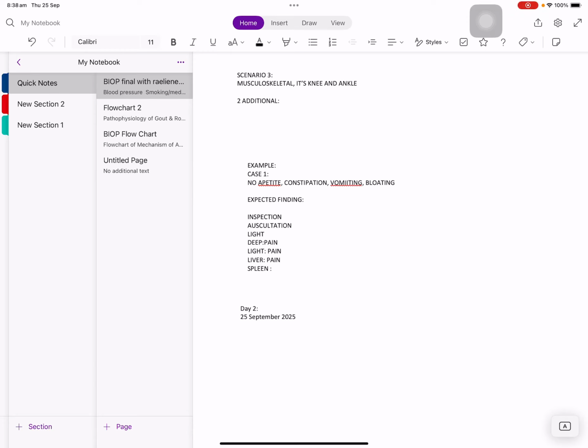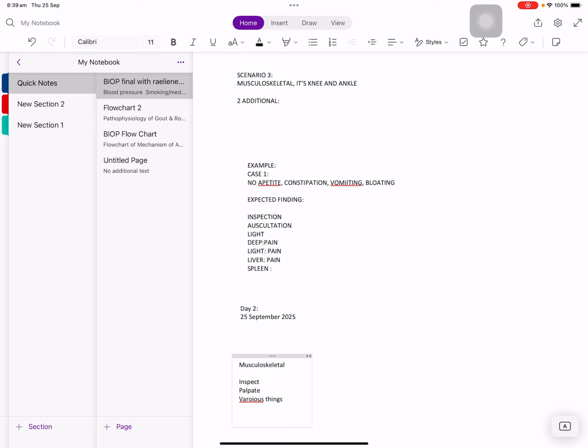So we inspect. We're looking for various abnormalities of the limbs or the head. Then we are going to palpate, and we're looking for various things. Let's have a look. We'll just get the order of examination down first.